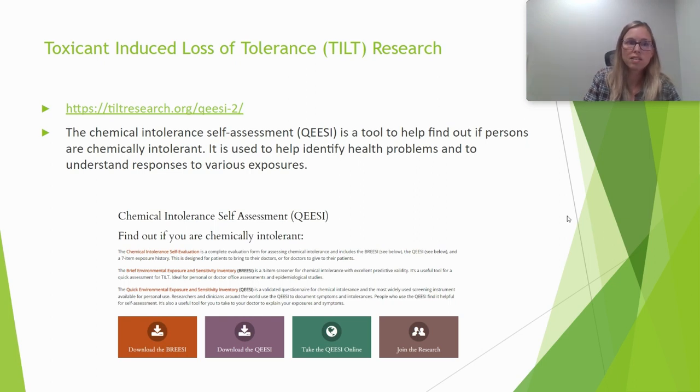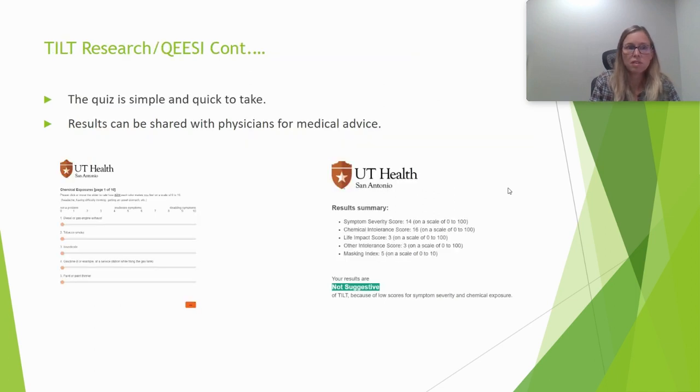Next, we have the toxicant-induced loss of tolerance, or TILT research. The Quick Environmental Exposure and Sensitivity Inventory, or the QEESI, is a tool to help find out if persons are chemically intolerant. It is used to help identify health problems and to understand responses to various exposures. So this is a quiz that people can take to help determine if they're chemically sensitive. So the quiz is simple and easy to take, and results can then be shared with physicians for medical advice.